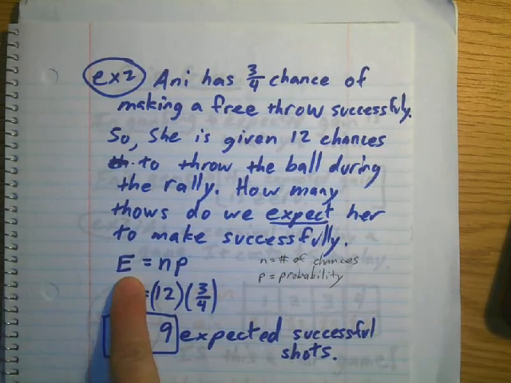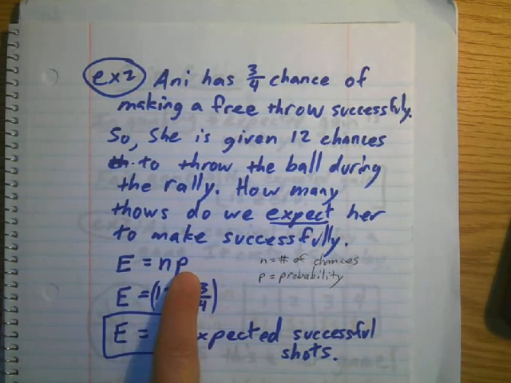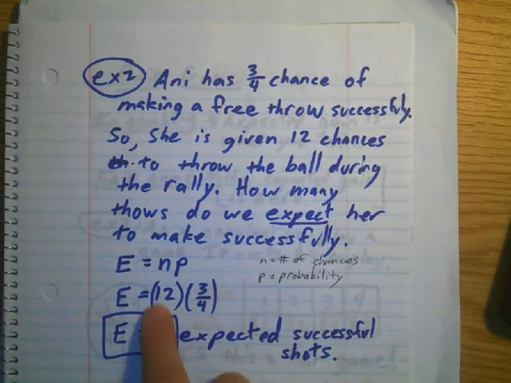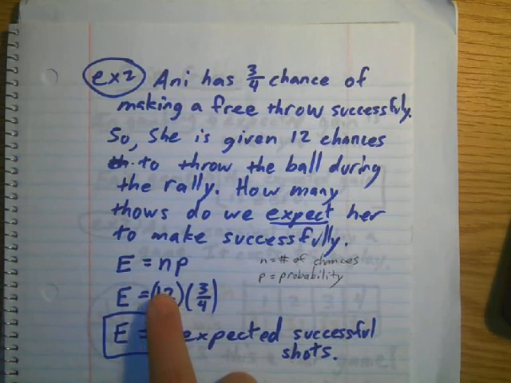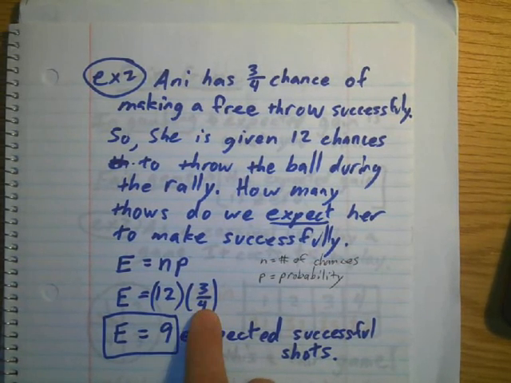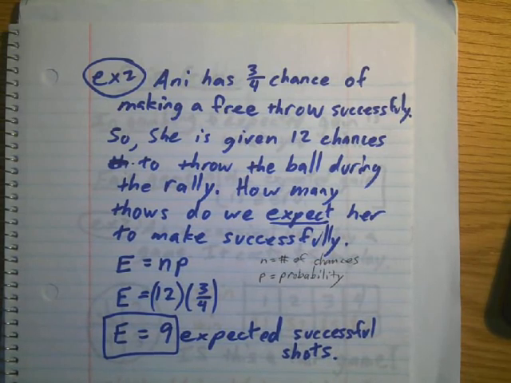So the expectation is the number of trials, that's how many times she's going to throw, times her probability of winning. So she's got a 3/4 chance of winning, and she's given 12 chances to throw. So if you multiply the number of trials times her probability of winning, 12 times 3/4 gives us 9. So we actually expect her to successfully make 9 shots. Now, in reality, is that what's going to happen? Who knows? But this is what we expect.